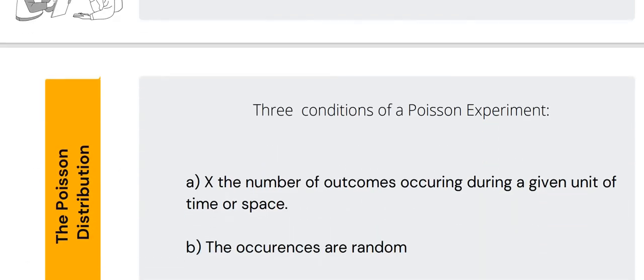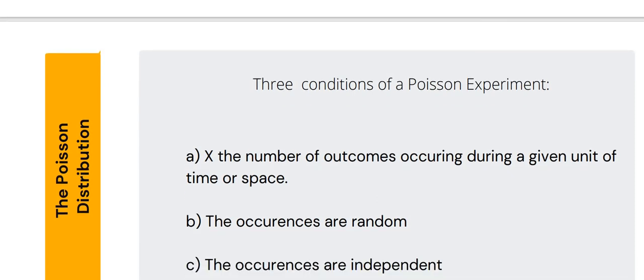Okay, we go to the last one. I just explained all the types first. Later we will see the example. So for the Poisson we have three conditions.